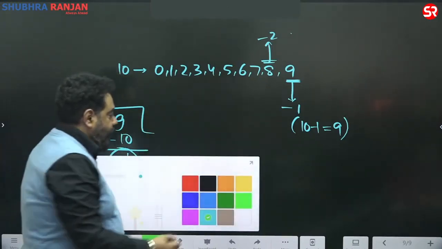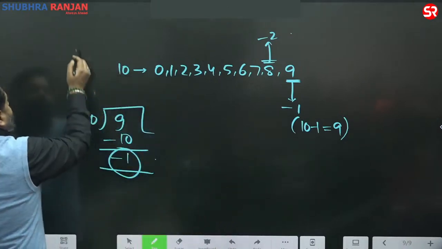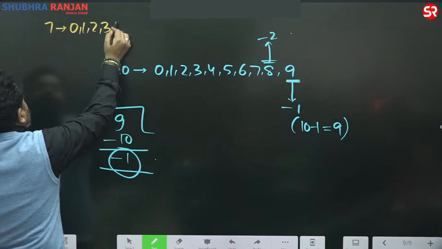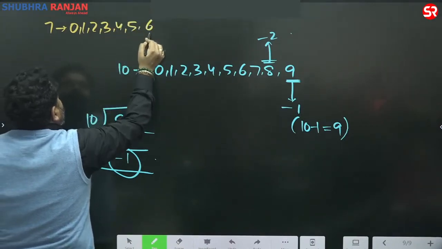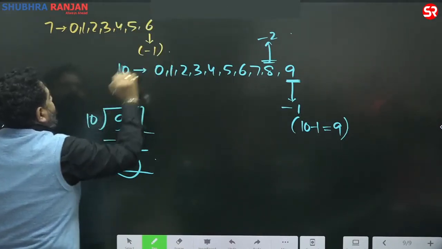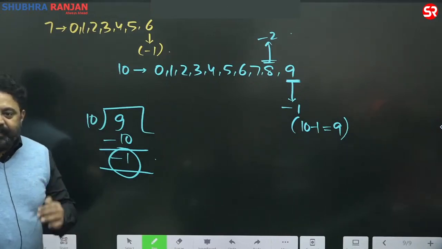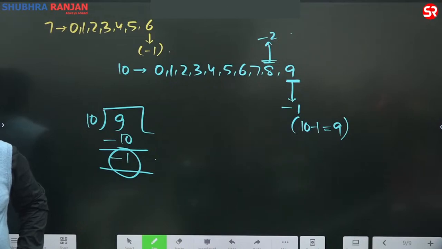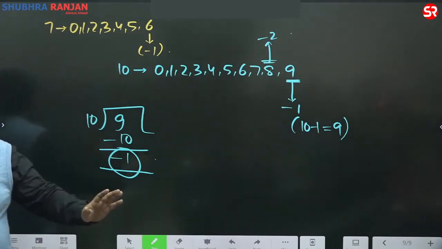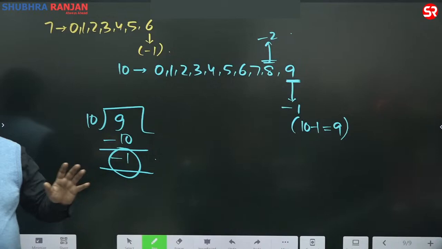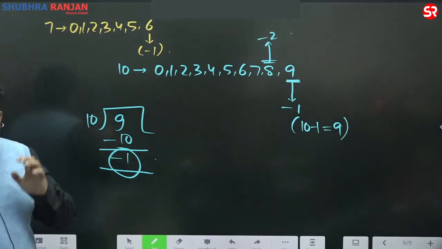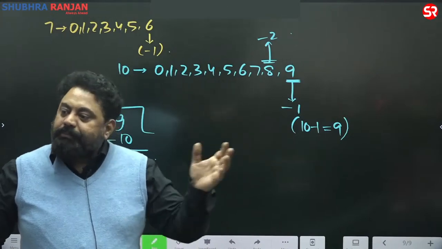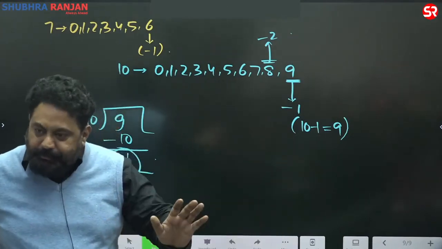Similarly, if you are dividing a number by 7, what are the possible remainders? 0, 1, 2, 3, 4, 5, 6. 6 can be written as minus 1. What is the meaning? 7 minus 1 is 6. Very simple. Clear? So negative remainder is basically use of minus 1. Okay? Basically we use minus 1. Clear? Chalo, let's see.